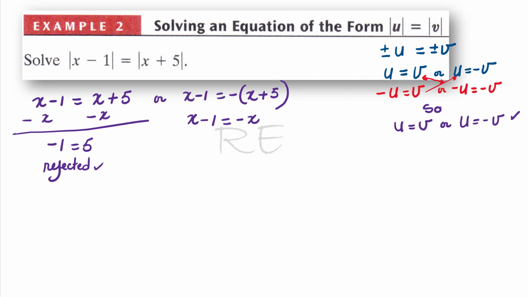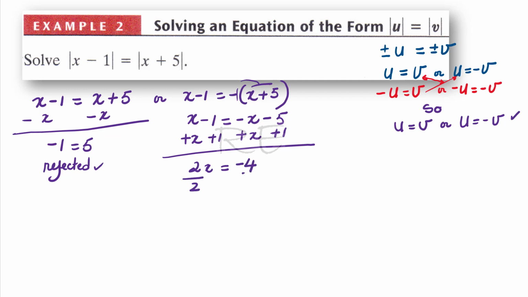We distribute negative 1 over x plus 5. x minus 1 is equal to minus x minus 5. We add x to both sides and we add 1 to both sides. 2x is equal to negative 4. And when we divide by 2, x is equal to negative 2.